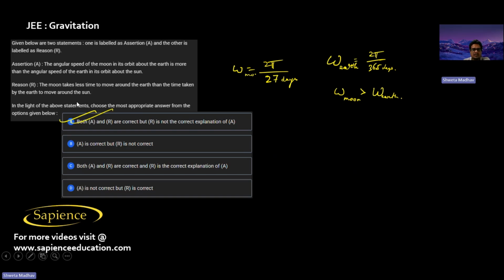Both A and R are correct, and R is the correct explanation of A. So option C is the correct answer.